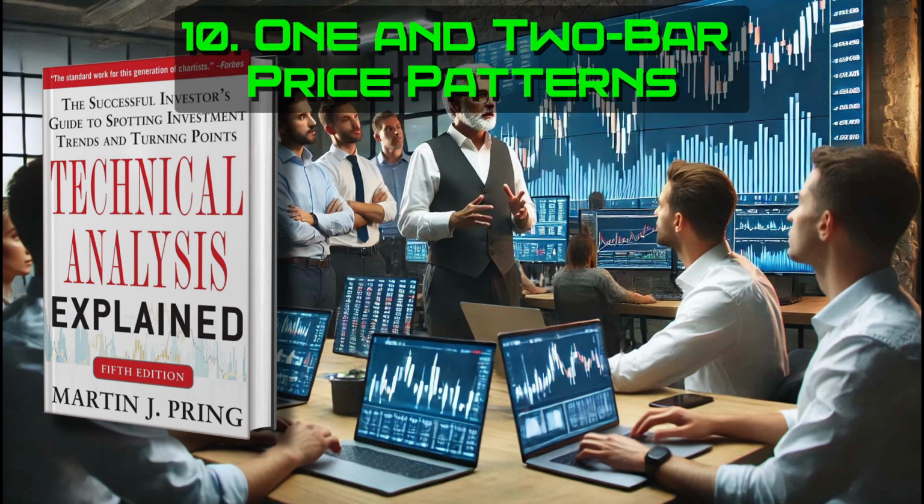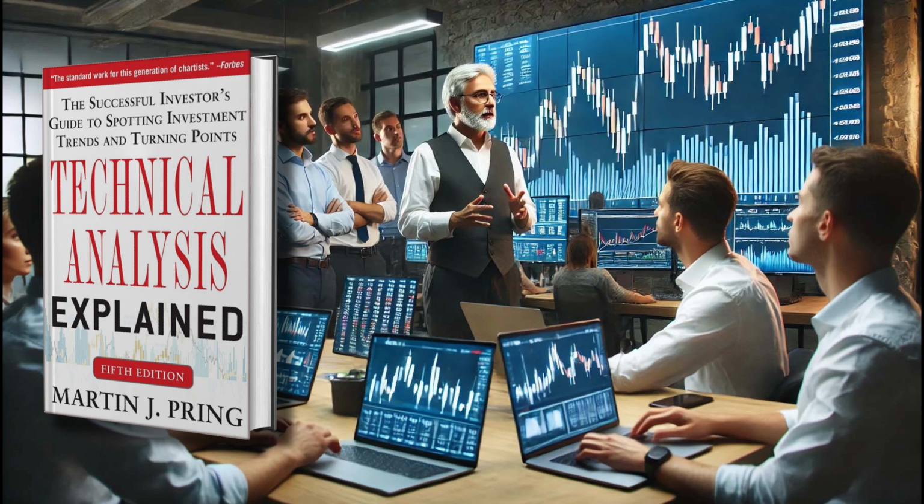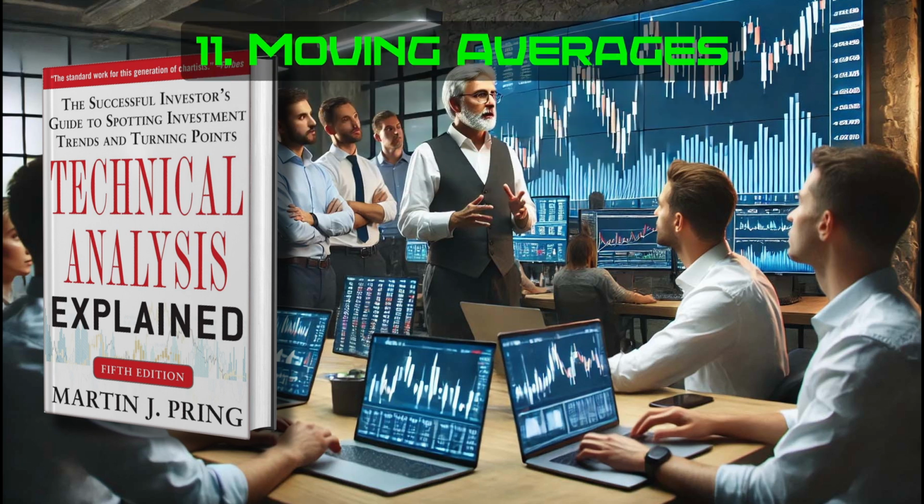Chapter 10, 1 and 2 bar price patterns. Speed matters in trading, and this chapter is for those who thrive on sharp, quick signals. Discover how single and double bar patterns, like inside days and key reversals, offer powerful insights into momentum shifts and entry-exit points.